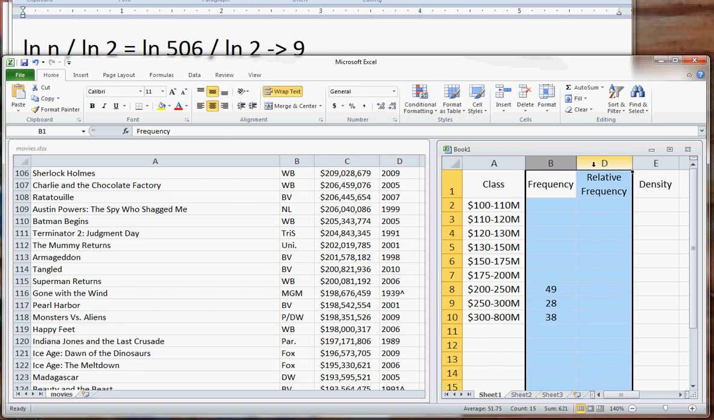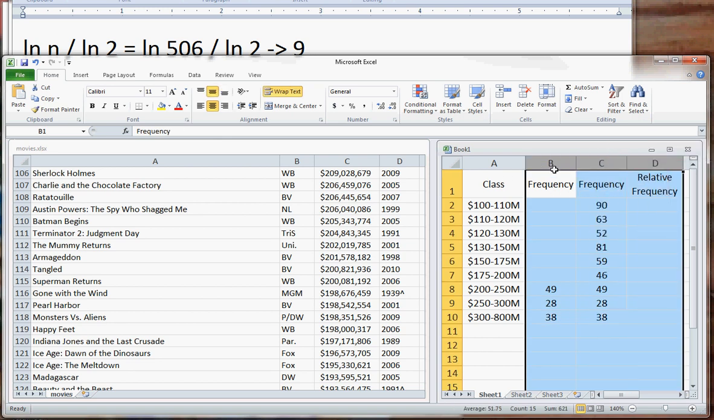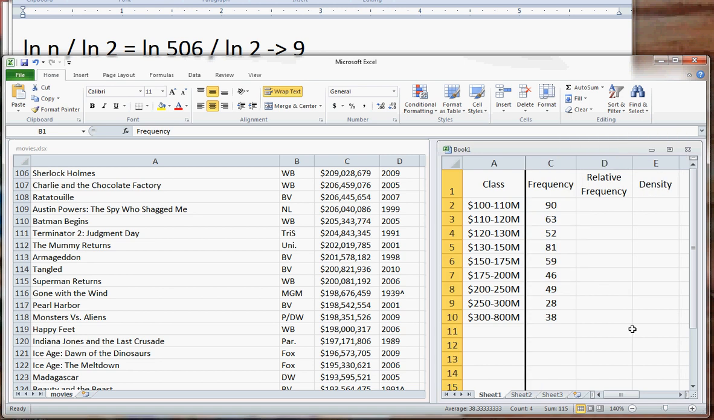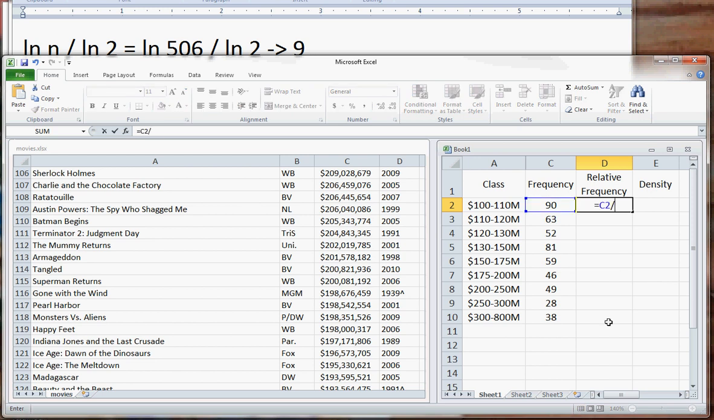Now to save us some time, I did this ahead of time, and here are the frequencies for all of these 9 classes. The next step is to figure out the relative frequency, in other words, the proportion of movies that are in each of these classes. The way that I do that is to take the frequency and divide it by 506. And so that will give me the proportion of movies in that category.